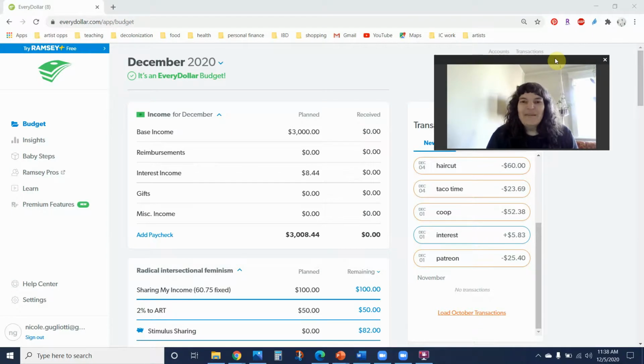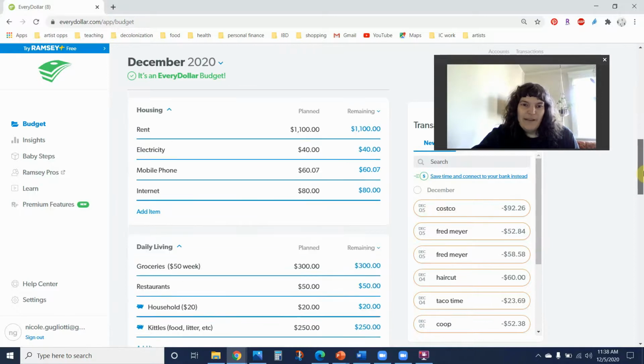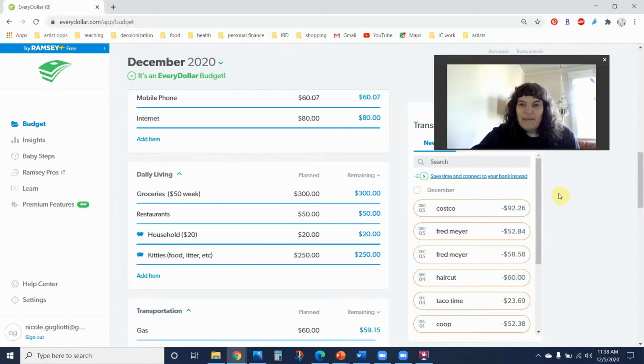But yeah, I don't really know what happened. I feel like I spent all of my grocery money, and you're about to see that in real time. But that's just the way it goes sometimes. So I'm going to go ahead and go down to groceries and get that out of the way. So I spent $92.26 at Costco, $52.84 at Fred Meyer. On a different trip, I spent $58.58 at Fred Meyer.